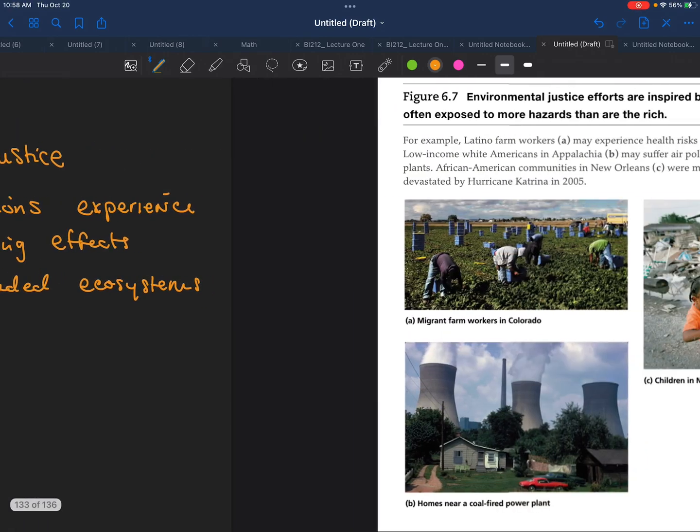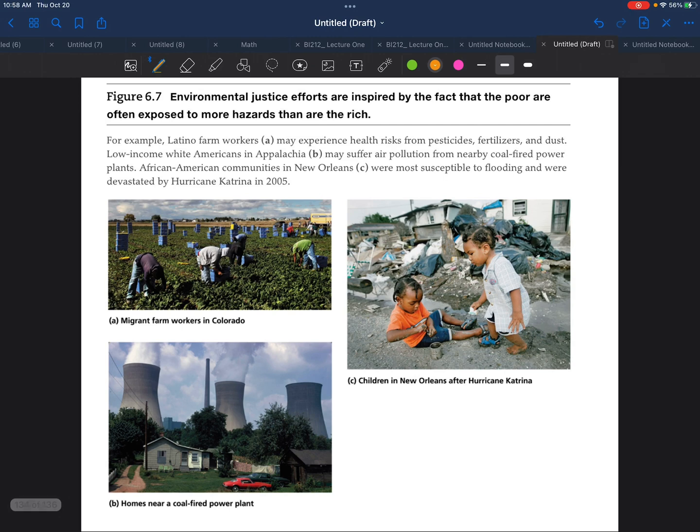When we look at the examples from your book, there are certain populations that are more likely to be exposed to health risks from pesticides, fertilizers, and dust, in terms of migrant workers. We could look at those populations that don't have access to clean water. They might have infrastructure with lead pipes, so there's lead leaching into their water, and they might get disproportionately sick. There might be more problems with the development of their children.